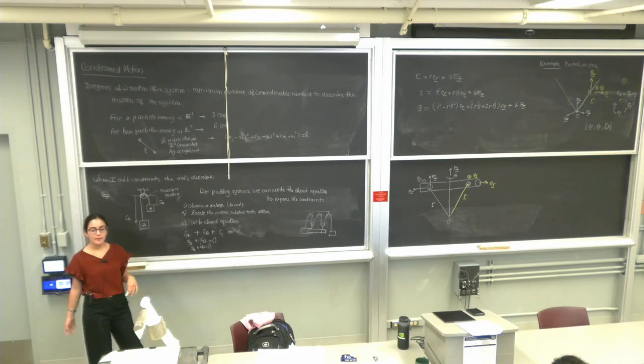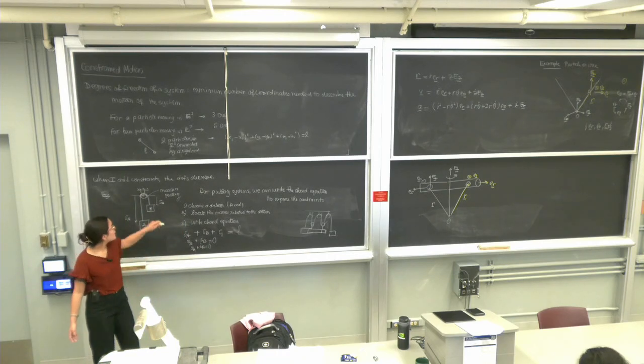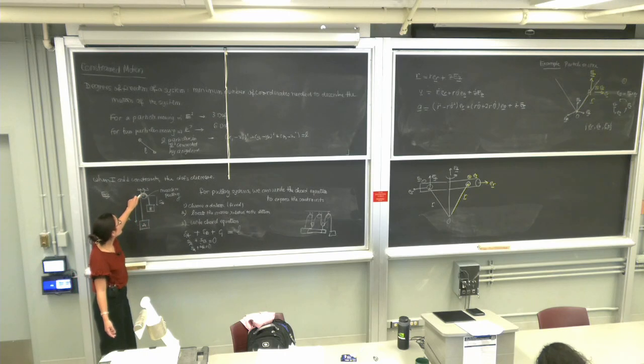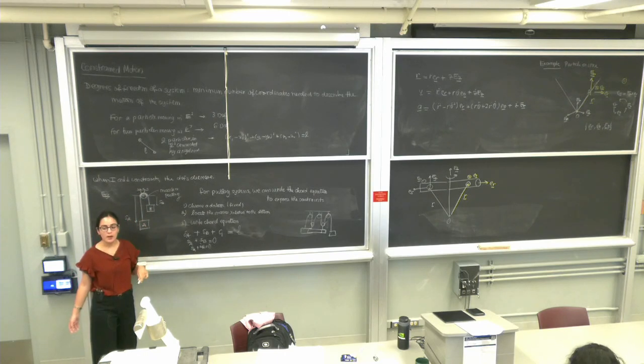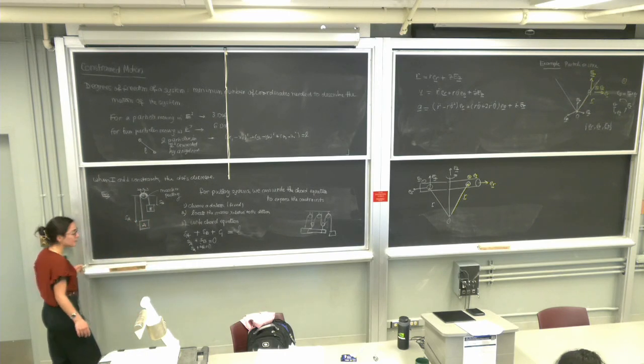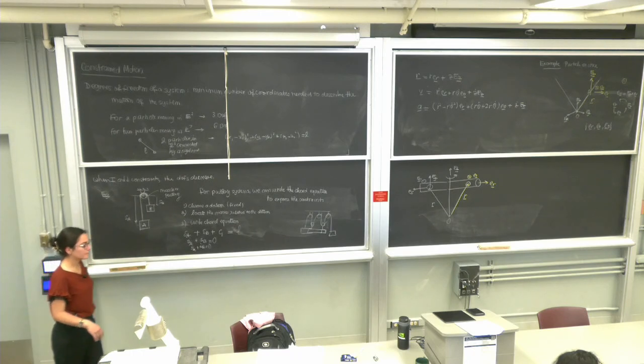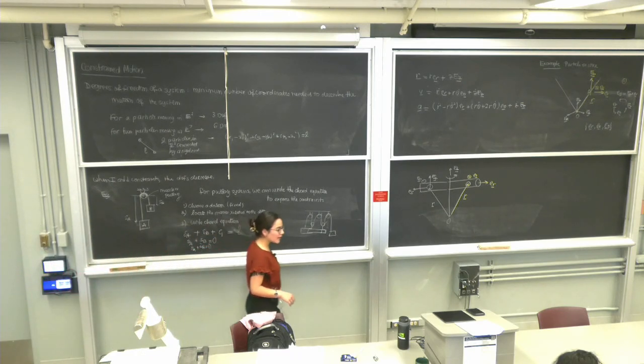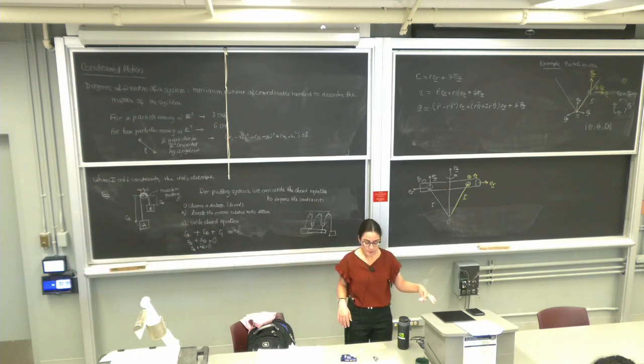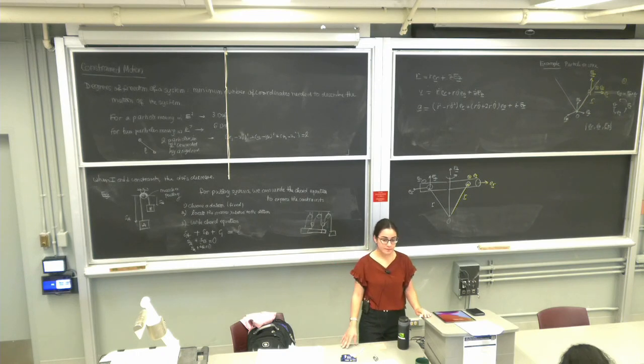Yes? What is C1 in the diagram? C1 is this constant length of the chord that's around the pulley. Sorry. So that's, any questions?